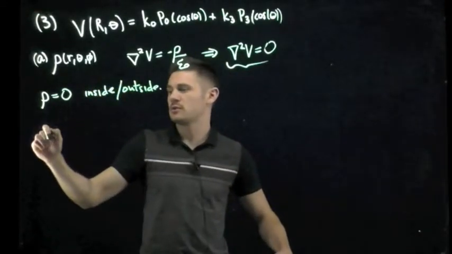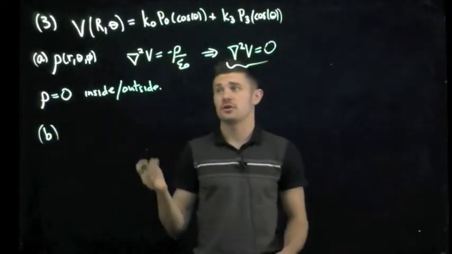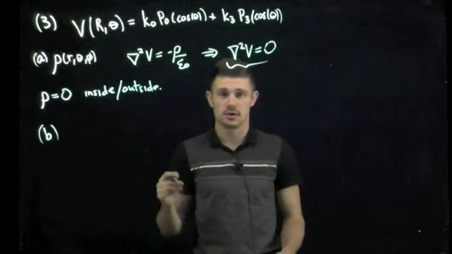So that's part A. So part A is pretty straightforward. Just remembering the fact that Laplace's equation holds means that the charge density from Poisson's equation is 0.